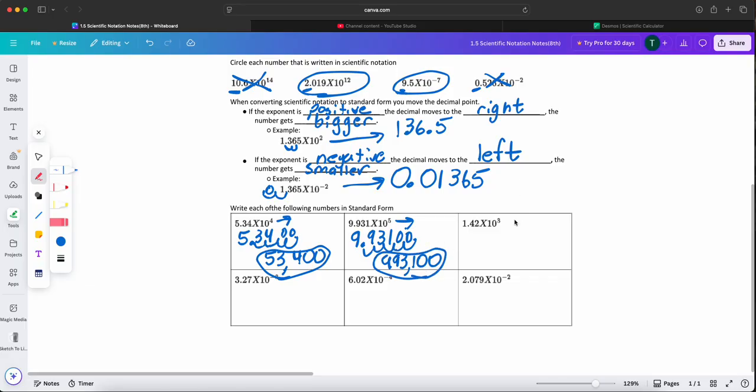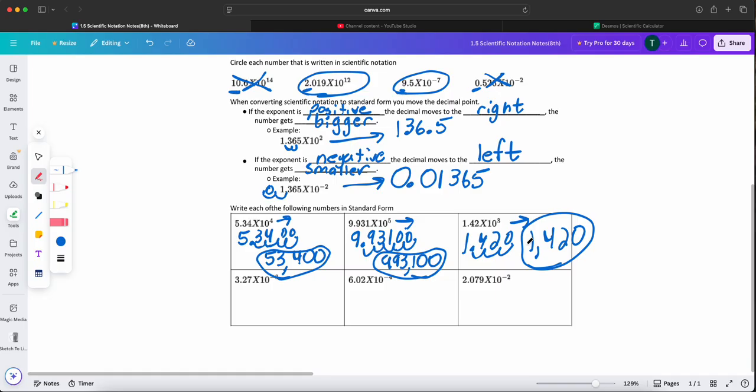The next one wants us to go right 3 times. So we had 1.42. So that's 1, 2, 3. Plug in that 0. So this is 1,420 in standard form.